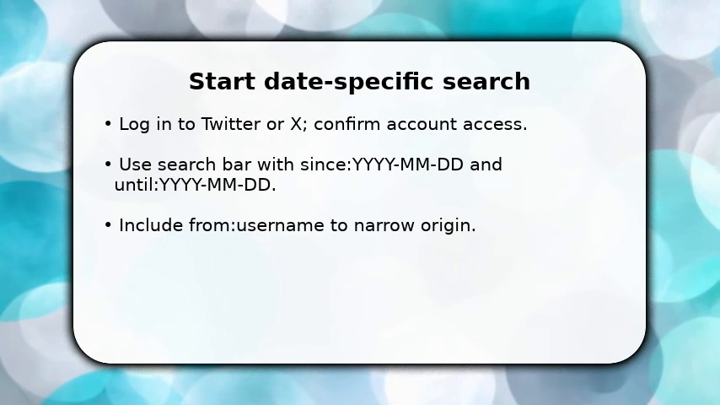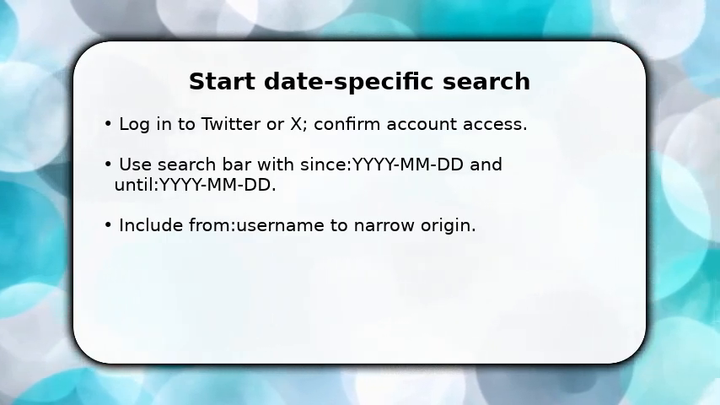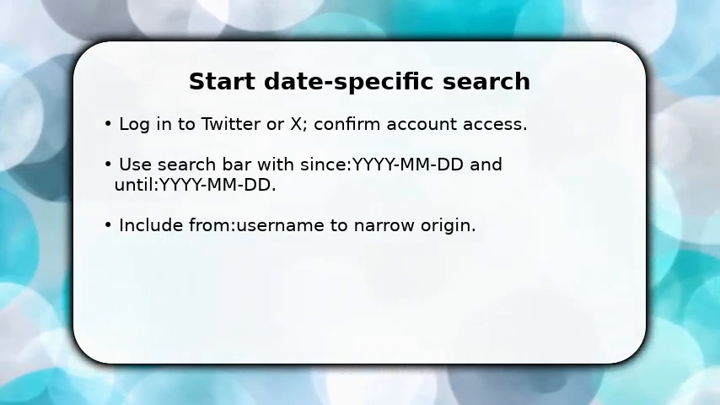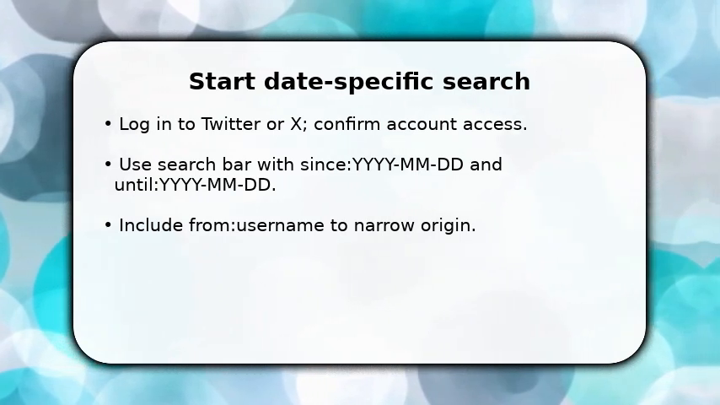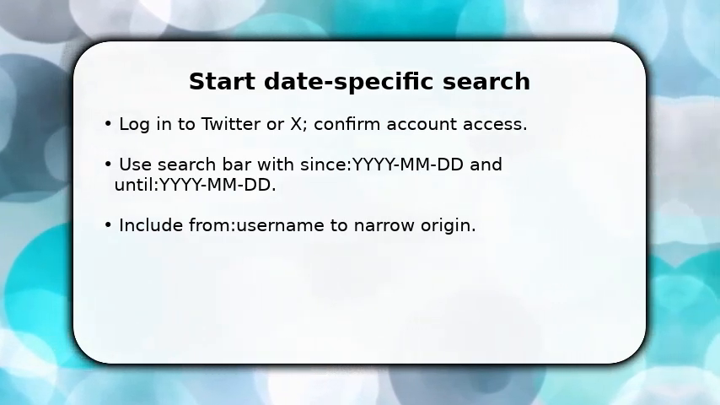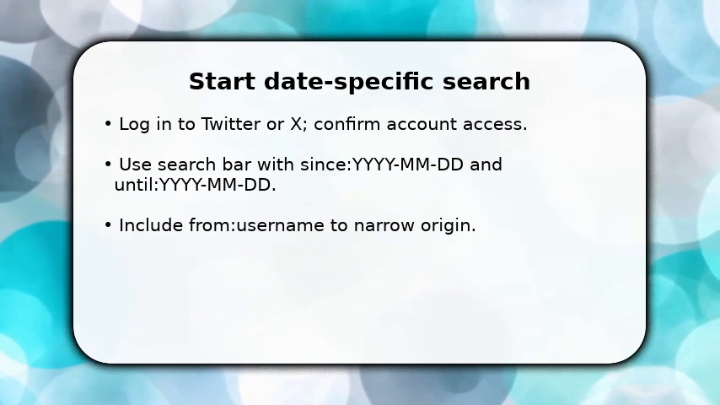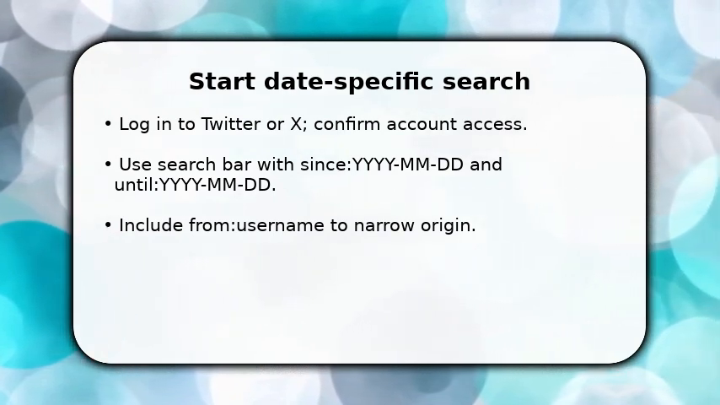You begin by signing in and opening the search field. You'll act immediately. Type keywords, then add since:2023-01-01 and until:2023-01-31 to limit results to that range.